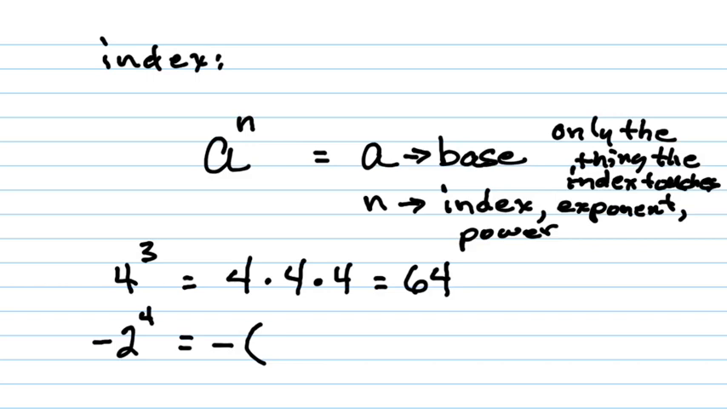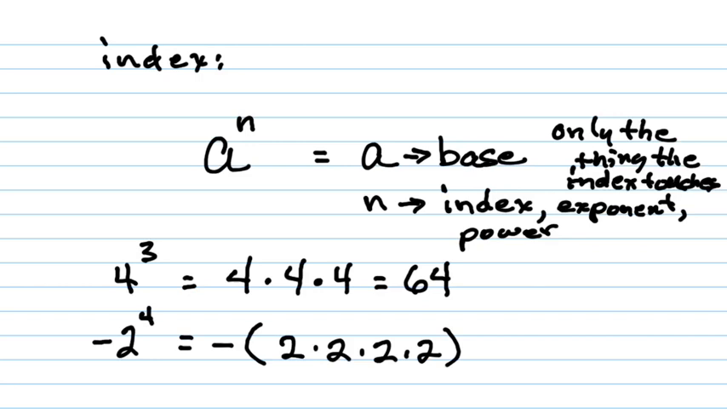Now, what is the 4 touching in this case? Well, it doesn't really touch it, but it looks like it's right on it, right? The 2. So the base is the 2. It's not the negative we're multiplying over and over again. It's just the 2. So the base, again, is only the thing that the exponent is touching. It's not really touching it, but it's right there on it, so it's a little bit of a stretch, but not too bad.